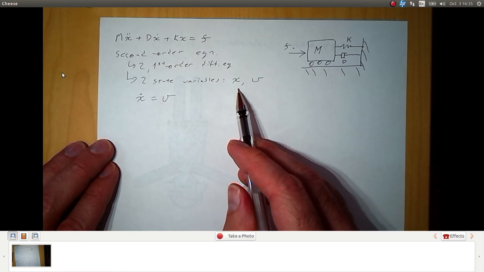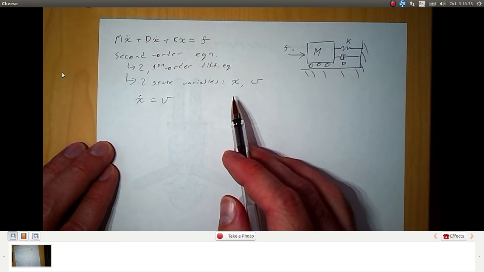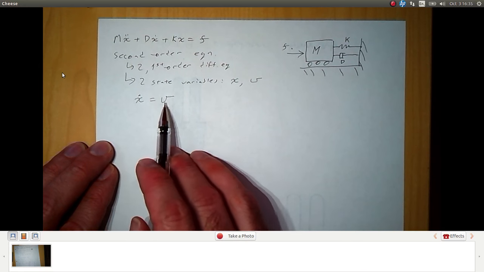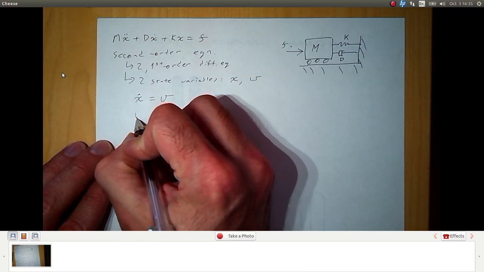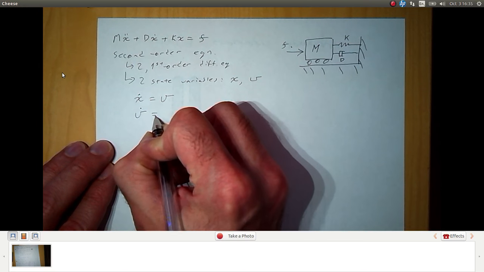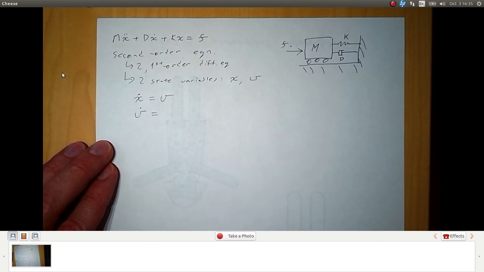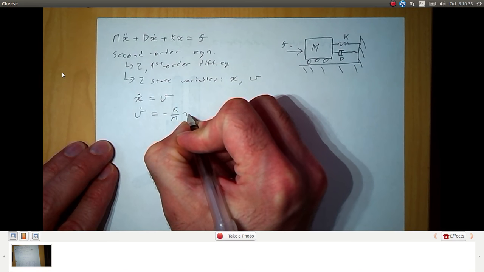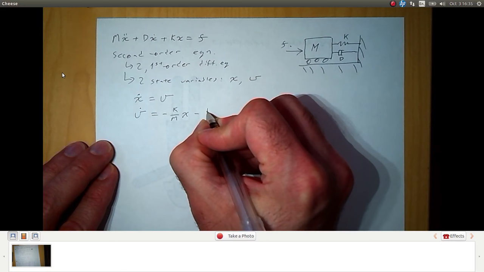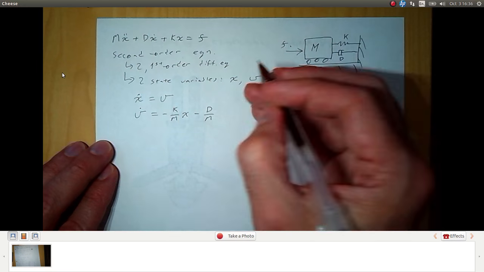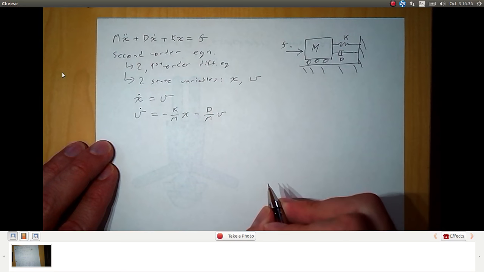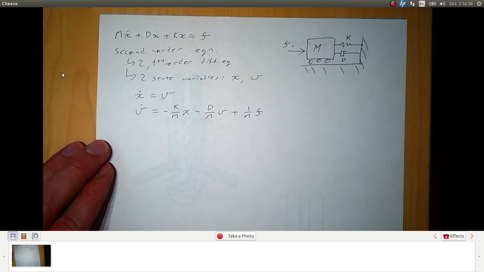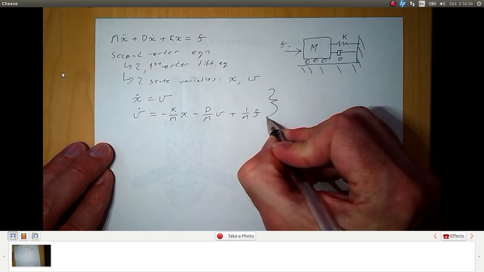So we have differential equations for the state variables as linear combinations of the state variables themselves. So here's the first one, x dot equals v, and the second one, v dot. We rearrange this equation to get that: negative k over m times x minus d over m times x dot, which is v, so times v, plus 1 over m times the input f. So these are our state equations.